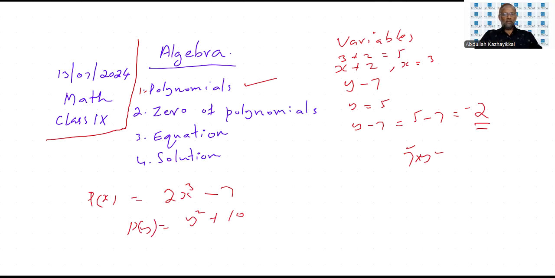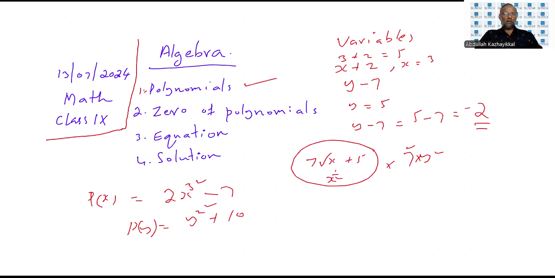Here the power of the variable must be a whole number. We studied 7 root x plus 5. No, it is not a polynomial because the power of the variable is not a whole number. It is square root, means half, x to the power of half.